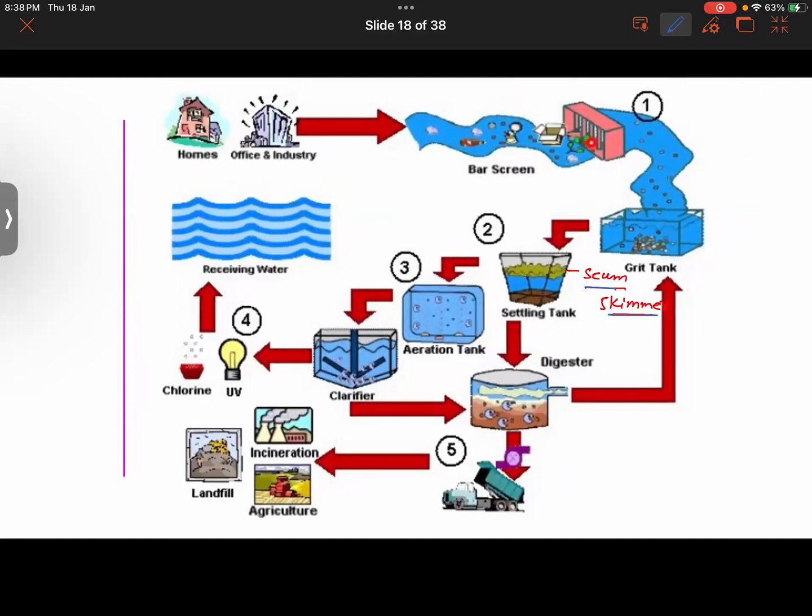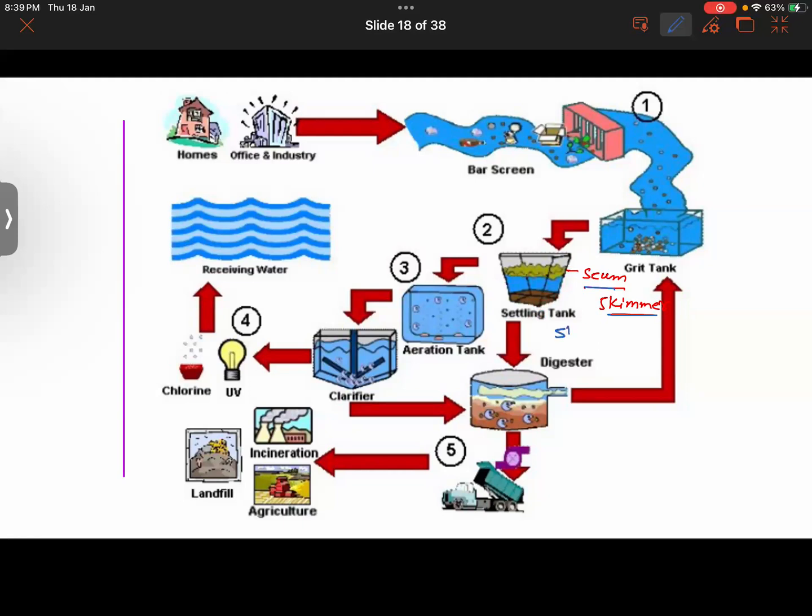The water was going... Let me give a quick recap of this. Water was passing through the bar screen. It went into this grit tank, so thereby all the grit and sand will be settling down. Later on, water went to another settling tank. From this, basically the human feces and animal feces were settling down, and then it was taken out as sludge.